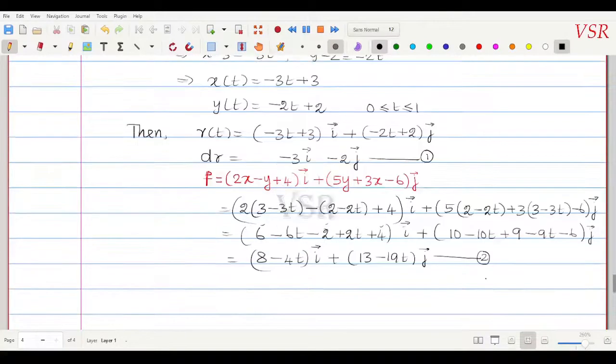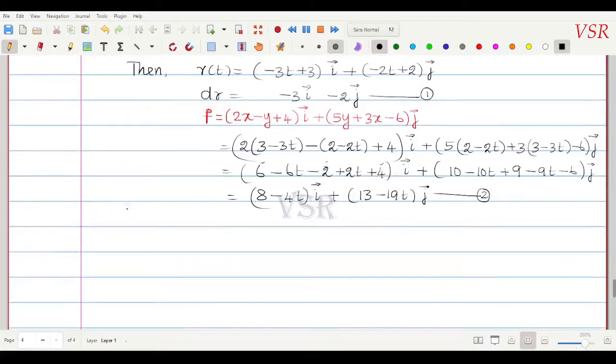So from 1 and 2, what do we get? f dot dr is equal to this into this. So minus 3 into 8 minus 4t, plus minus 2 into 13 minus 19t, of course into dt. Into dt here as well. Okay, now let's express this.